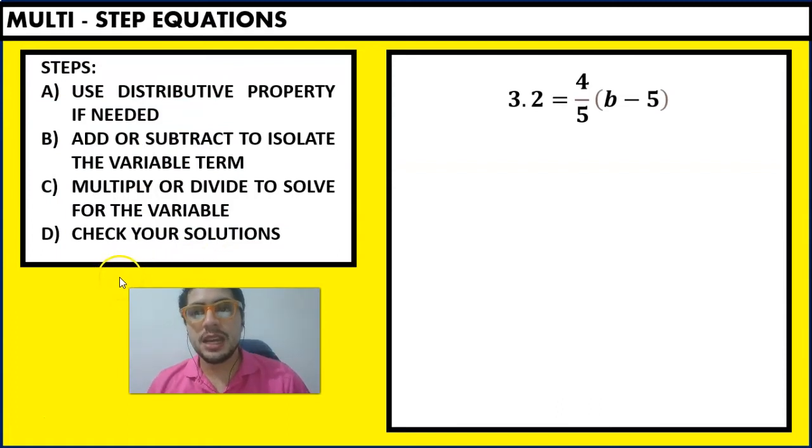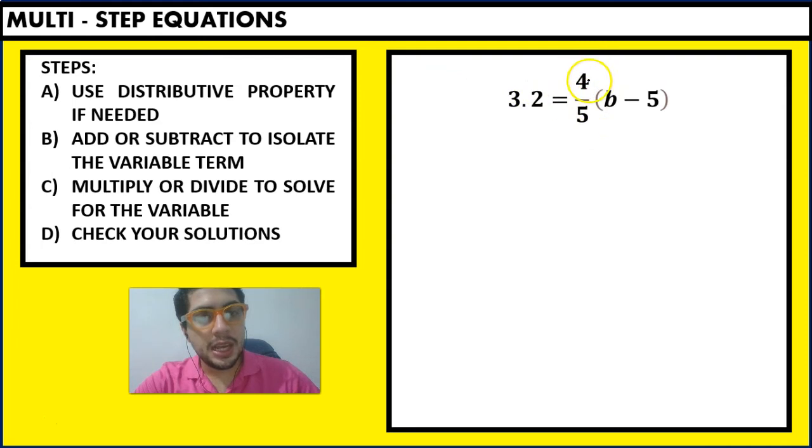Okay guys, so as you guys know, the first thing we need to actually take into consideration when solving a multi-step equation is that we have to use the distributive property if needed, right? So in this case, we have a parenthesis here, so we're very likely going to be using the distributive property. Apart from that, we need to remember that we have to add or subtract to isolate the variable. We have to multiply and divide, and then we have to check our solution, right? Which is optional.